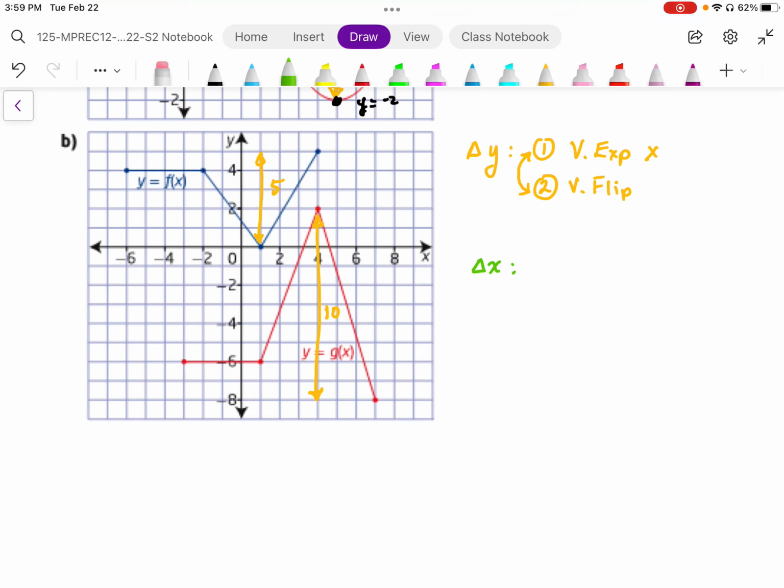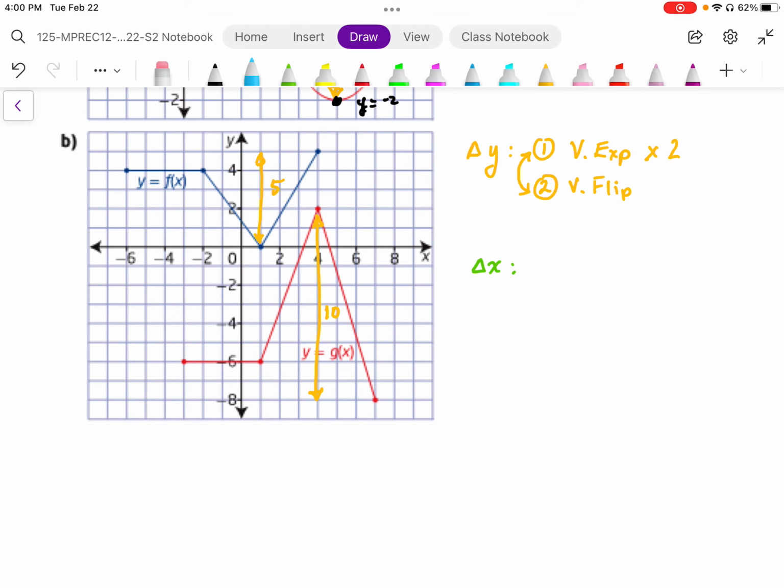So taking a look at the original height of the blue graph, its original height of 5, and the green graph has a height of 10. That's a vertical expansion by 2. Okay, and I can also see that the vertex is down on the blue graph and the vertex is up on the red graph. So I know I have a vertical flip. Okay, so that's the first thing I'm going to do.